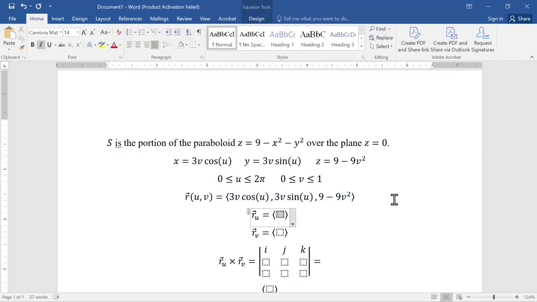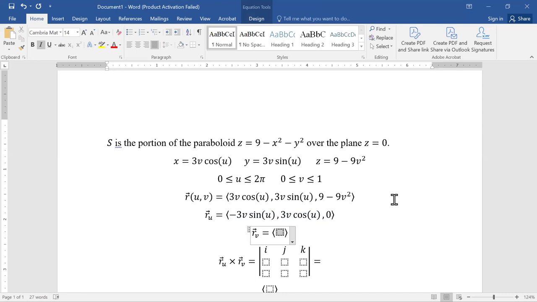If I take the derivative with respect to u, the derivative of cosine of u is negative sine of u, so I get negative 3v times sine of u. The derivative of sine of u is cosine of u, so I get 3v times cosine of u. And the derivative of 9 minus 9v squared with respect to u is 0.